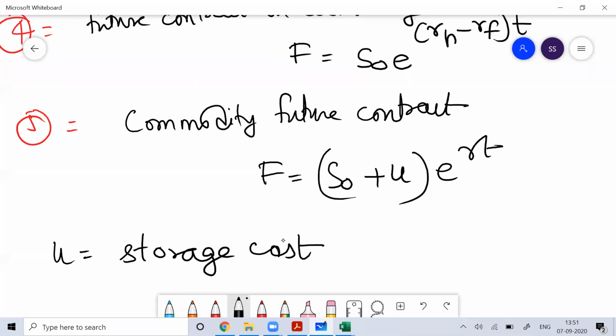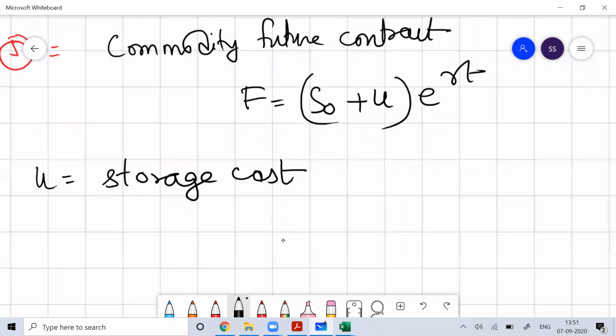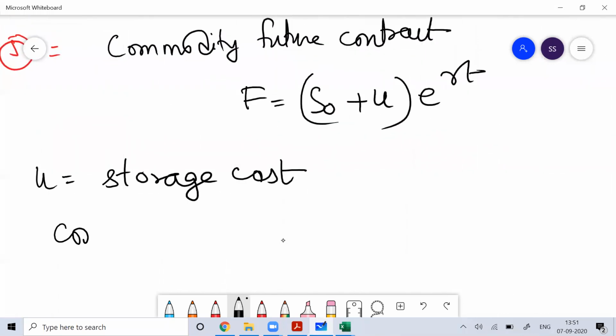That's why the formula becomes S naught plus U e to the power R. Okay, so I hope you understood this. Now, there's a term which you should know. That term is called convenience yield.